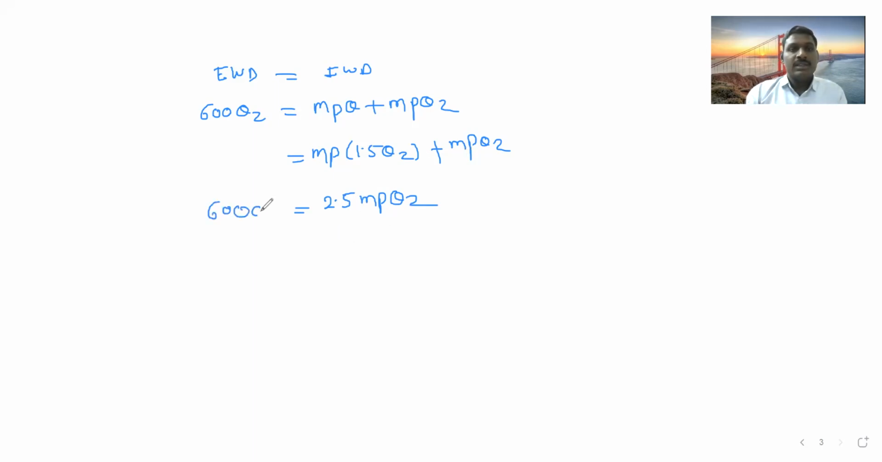So 600 theta 2, and here theta 2 gets cancelled. So now how much is MP? 600 divided by 2.5 is 240. So MP is 240 kilonewton meter.